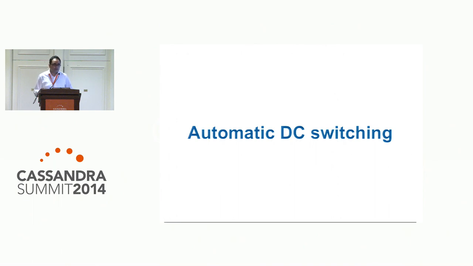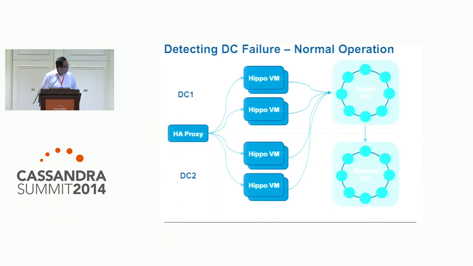This custom Hector plugin is aware of the multi-data center topology, it knows about the replication factor, and it can detect nodes going down. So how does this normally work? Here's an example where everything is looking good.